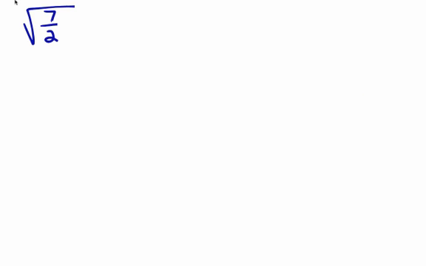Now, when we put radicals in their most simplified form, we can't have a radical in the denominator. So we can look at the square root of 7 over 2 as the square root of 7 over the square root of 2.